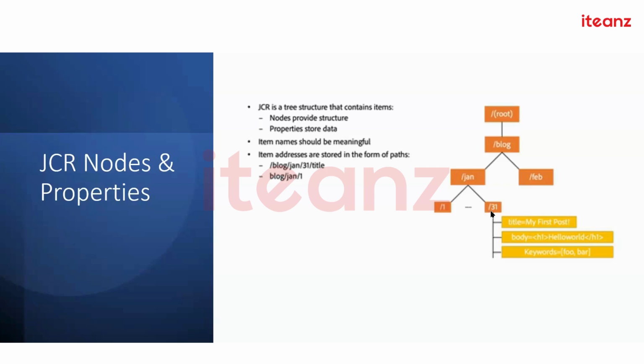Suppose this is 31, and it is showing title, my first word, whatever. The data is saved in the form of nodes, in a hierarchy, and you can access this data by path. So my path to title is blog, Jan, 31, title, then blog, Jan, 1. By path in the hierarchy, you can access that particular node.